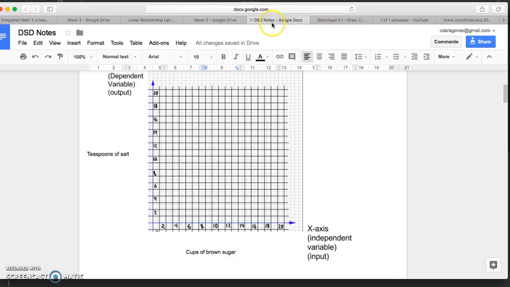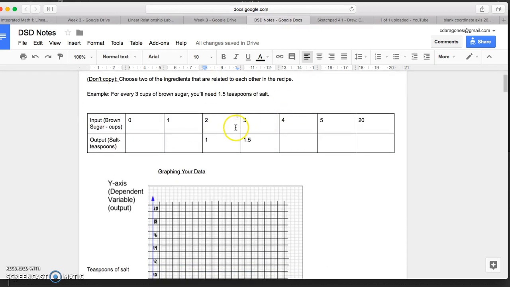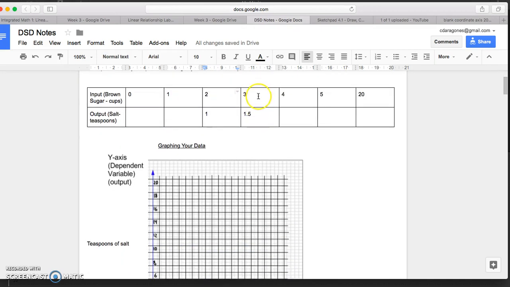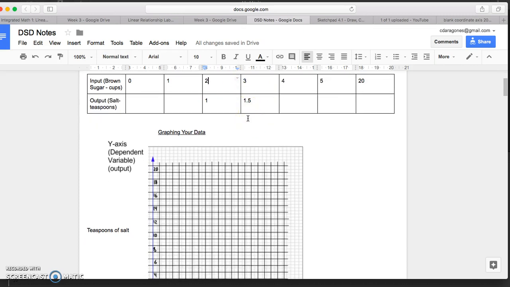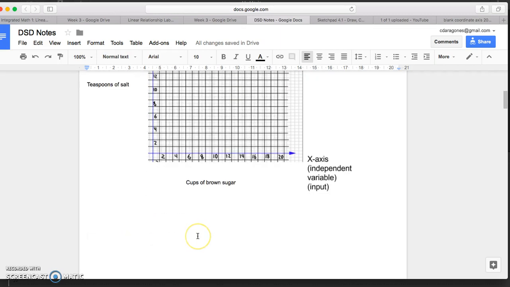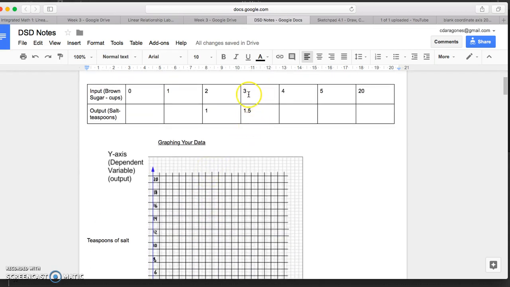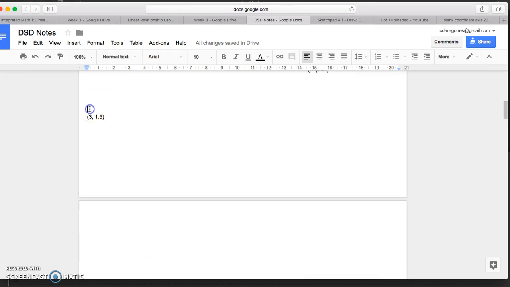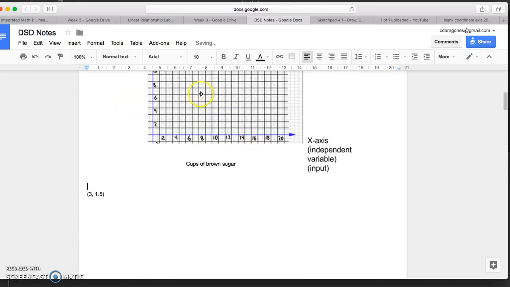Then you're going to look at your data table that you made, and you're going to look at the input and the output. So notice for every 3 cups of brown sugar, so I'm going to write that down, you need 1.5 teaspoons of salt. This way that I wrote it is how you write a point on your graph. The very first number is always your x coordinate, and then you do a comma, and the second number is your y coordinate.